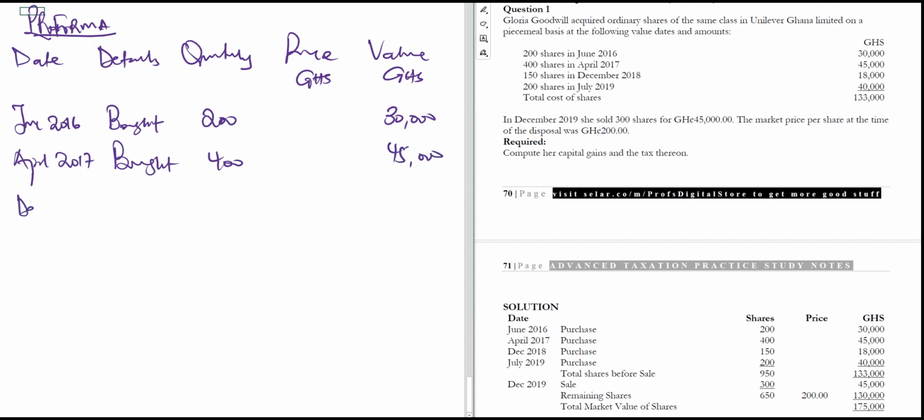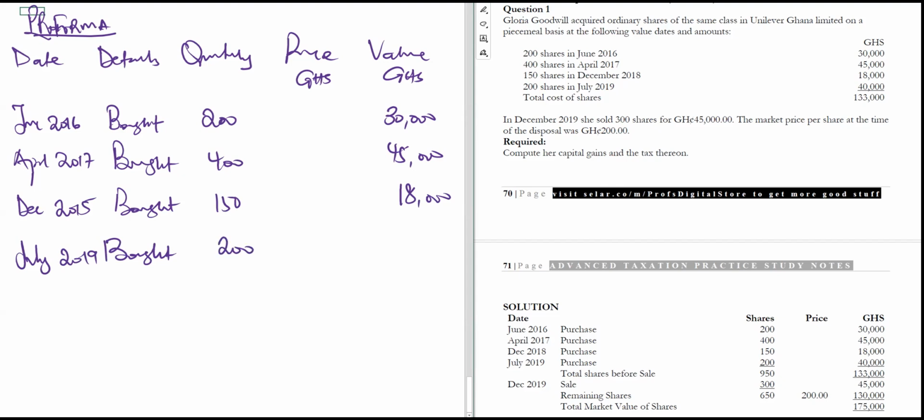Now, in December 2018, did she buy again? Yes, she bought. How much? 150 shares, valued at 18,000 also. July 2019, she bought again, right? How much? 200 shares, 40,000 also. Okay.